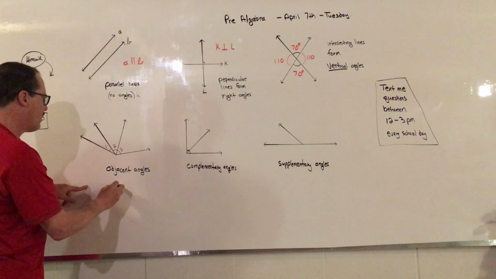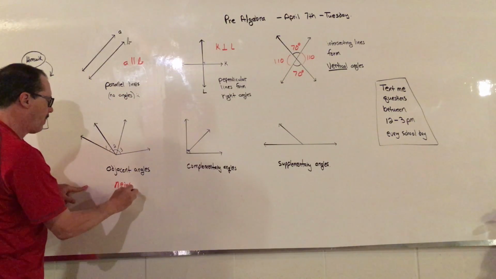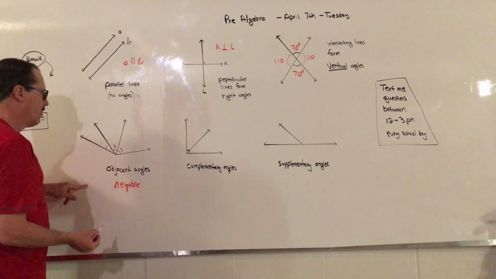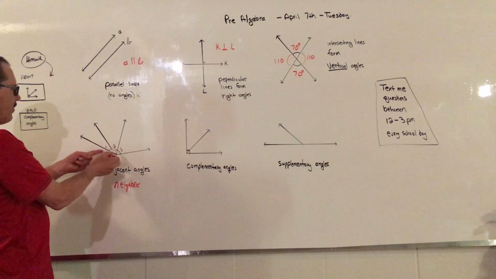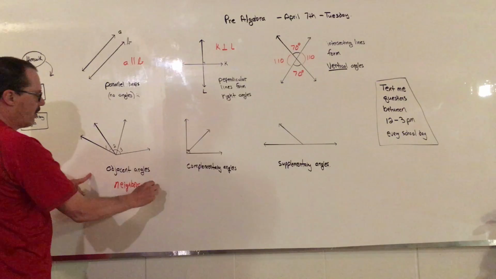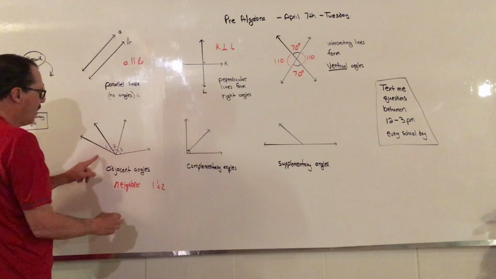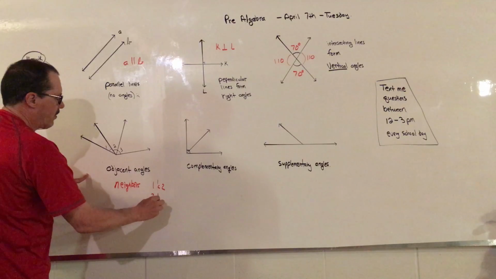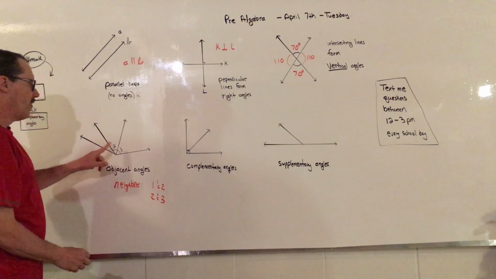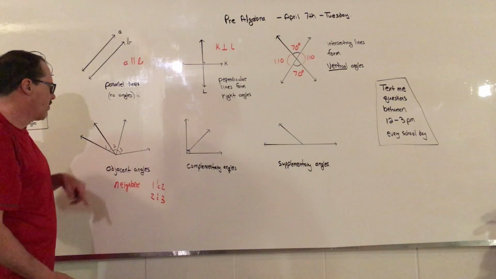Adjacent angles are basically their neighbors. They live right next to each other. So 1 and 2 are adjacent angles, and 2 and 3 are adjacent angles, but 1 and 3 are not, because 2 is in between.